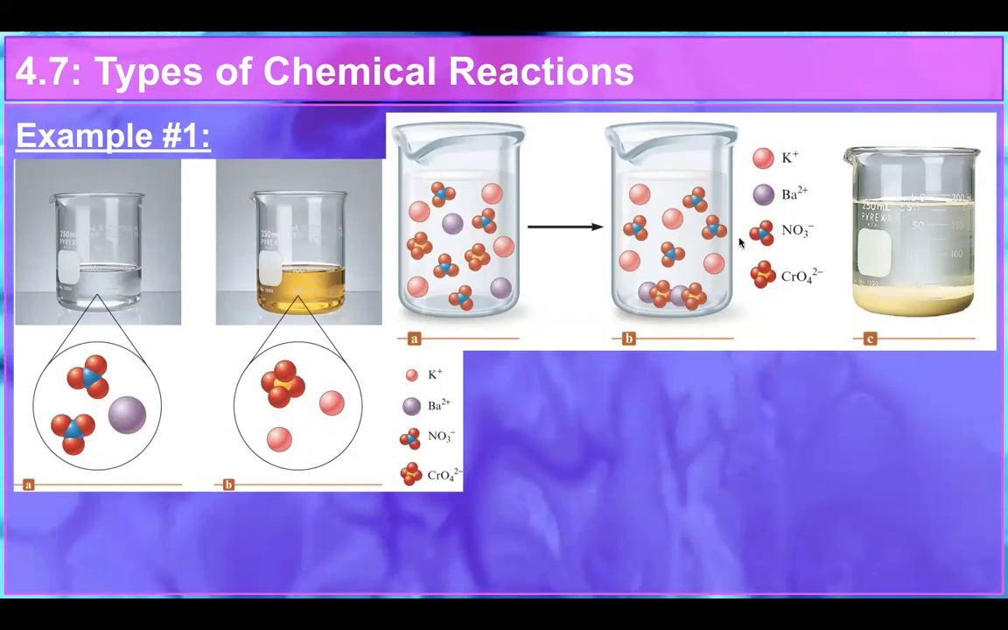And we know that barium is an ion, chromate is an ion, so it's going to form an ionic solid. That's what this is right here. Okay, and then the potassium and the nitrate, they are ions here. They are still ions here. They are dissolved here. They are dissolved here. That means that they are staying in the same state, and they are going to be our spectator ions.